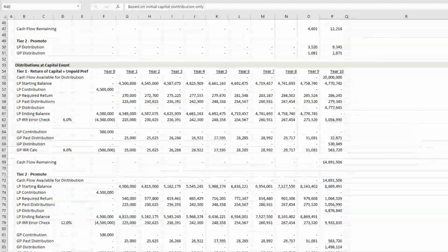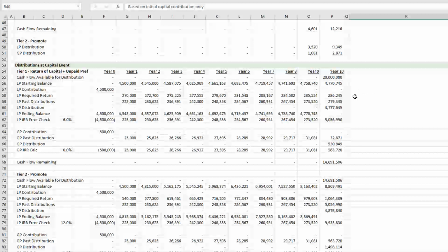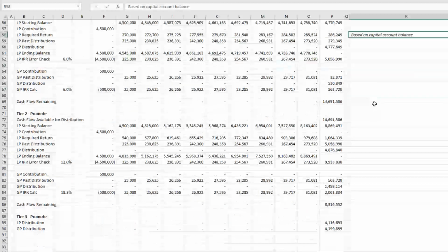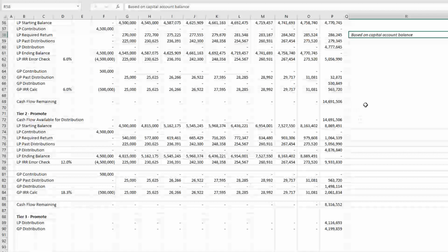Let's see, what are some other ones? Okay, yeah, this is actually based on capital account balance, right? This IRR calculation. And then, okay, this is an important one. There's no catch up here. Actually, better put, there's no clawback feature.